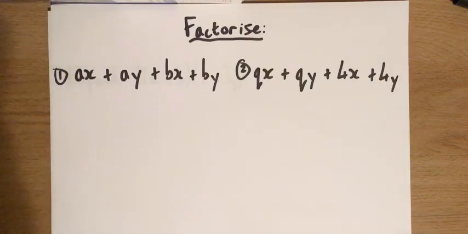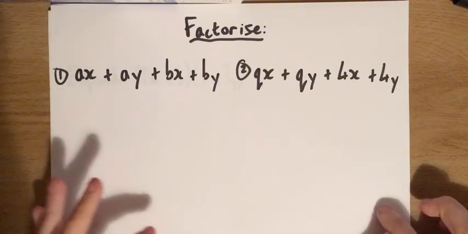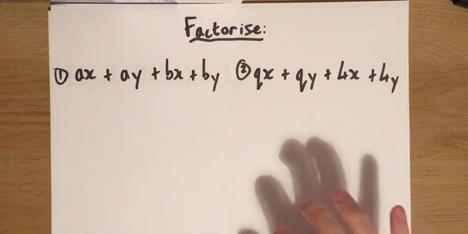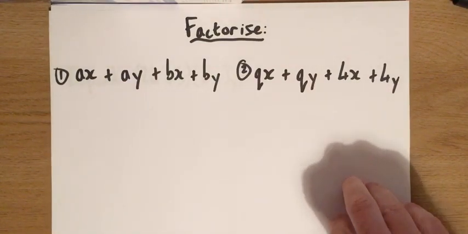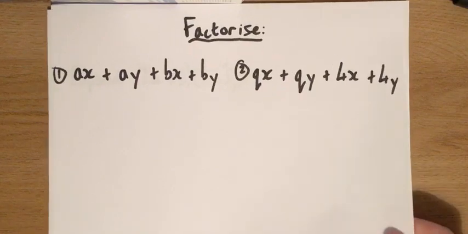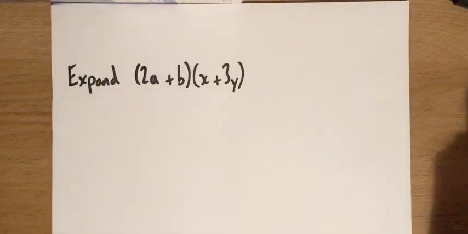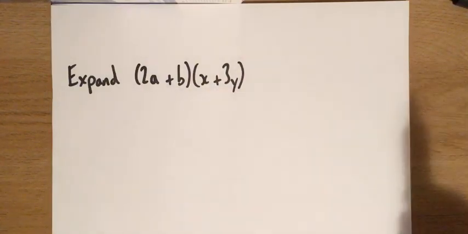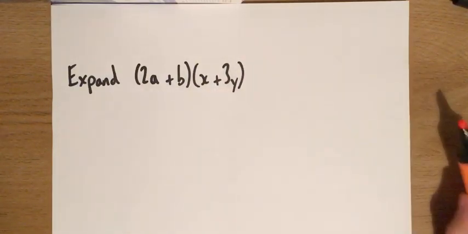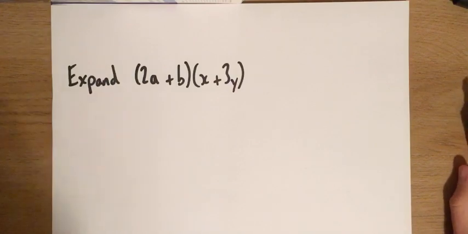All right, so we're going to look at the second type of factorizing that you need to be able to do, which is factorizing by grouping. Before I do that, I just want to return to the idea that factorizing is the reverse process of expansion, the multiplying out of brackets that you've done already.